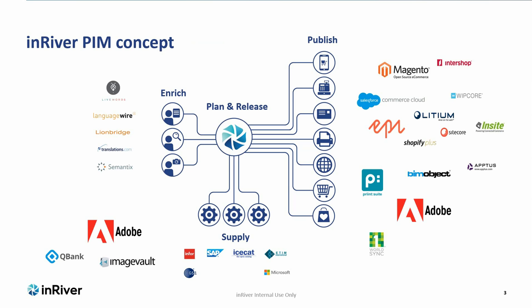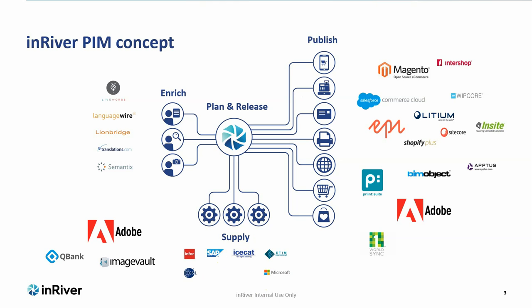If you see also the ecosystem around a PIM, so you see here in the middle, we have inRiver, and there are different processes that we work with. We work with supply, enrich, plan and release, and publish. Well, if we look in the supply step, here is where we connect to different source systems. So here we have the ERPs, we have the data pools, we have other places where we get this information. Here is also where you would find an MDM or a PLM solution.